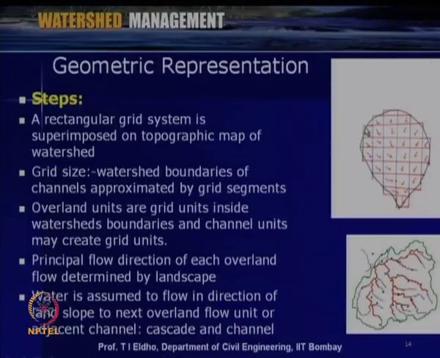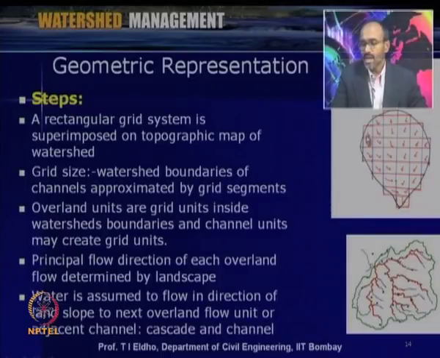Then we can superimpose a grid system like this, and the watershed boundaries and channels are approximated by grid segments. So, what is the grid segment? Accordingly, we can approximate the boundaries of the watershed. Since, especially with a rectangular grid system, we cannot exactly represent the variation of the boundary of the watershed, we can only approximate it. But if we use a triangular grid, then we can better represent the irregular boundaries of the watershed.